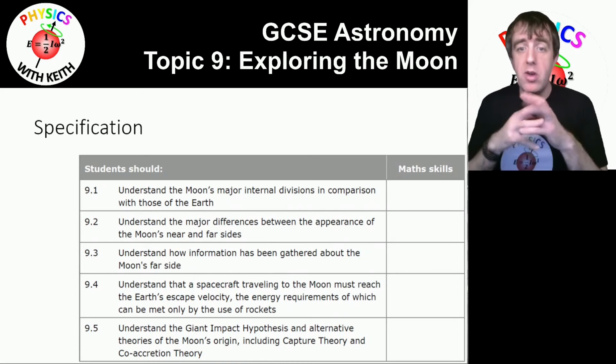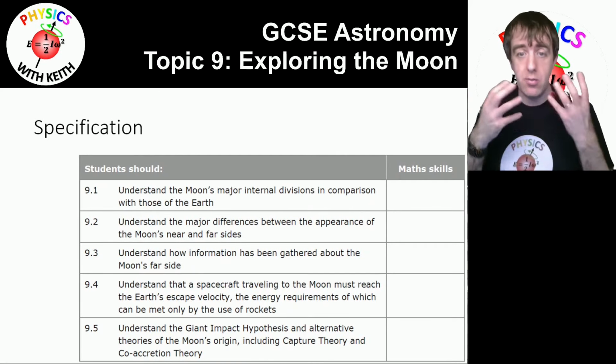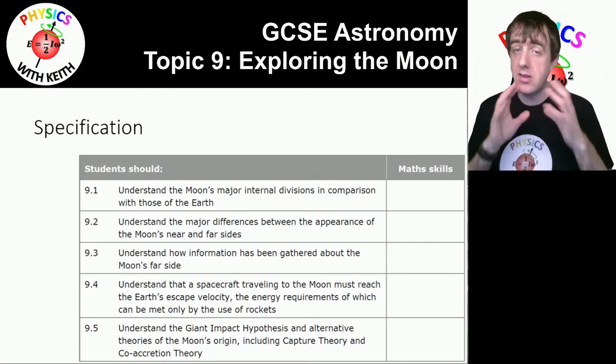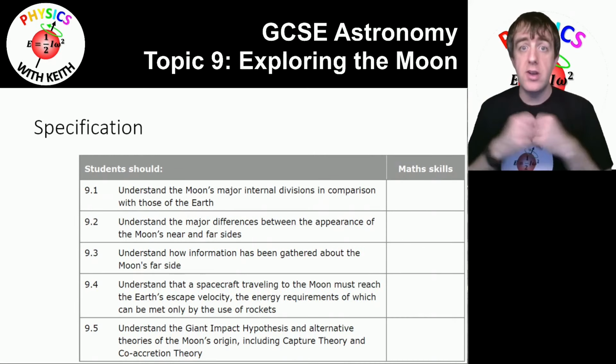Spent a bit more time on 9.4 looking at rockets, but in particular looking at escape velocity. It's all good physics. I enjoyed it.